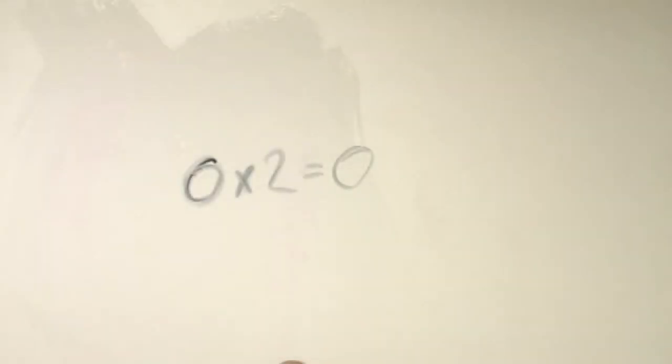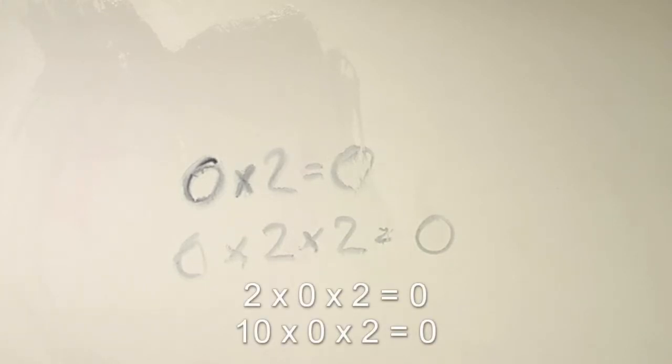You can't multiply it by a 0 because 0 times 2 is 0 and 0 times 2 times 2 is also 0. So it doesn't matter how many times you multiply it. If you multiply it by 0, you keep on coming up with 0. So what you have to do then is have a base number. That base number is going to have to be 1, and that is where your multiplication begins.